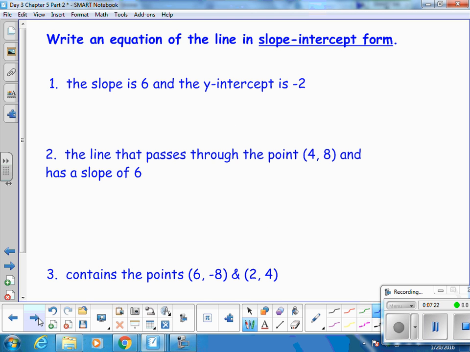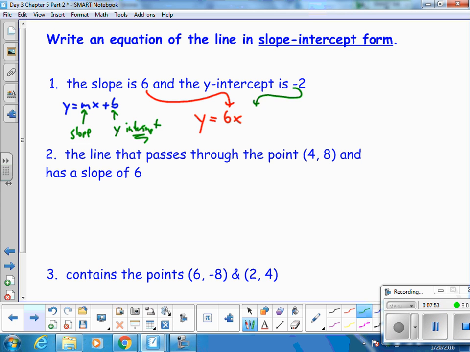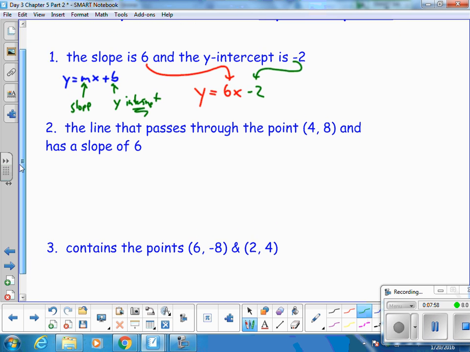Write an equation of the line in slope-intercept form. So my slope-intercept form is y equals mx plus b. b is my y-intercept. m is my slope. So if I have my pieces, I can go y equals, I know my slope is 6x, and I know my y-intercept is -2. So there is my first equation in slope-intercept form.